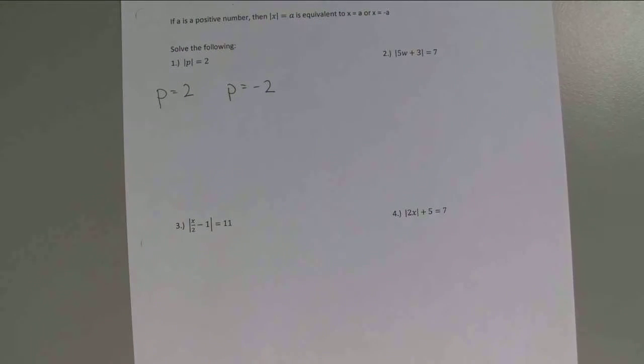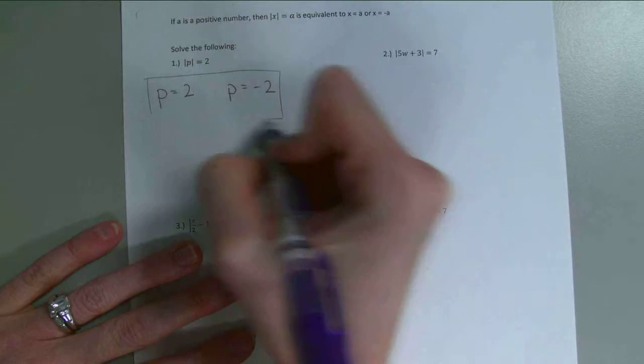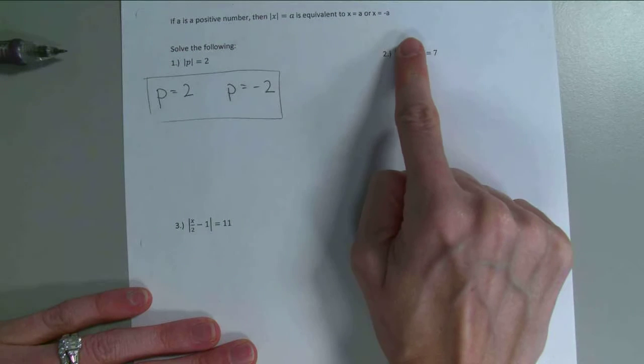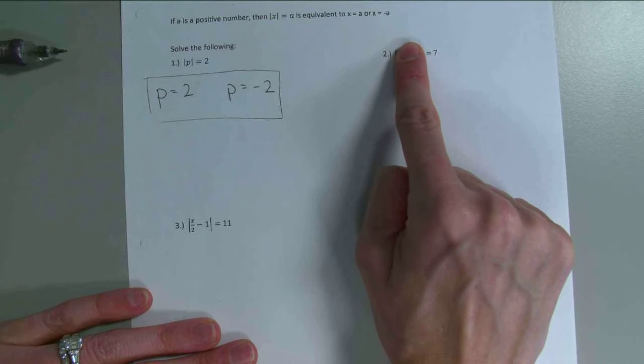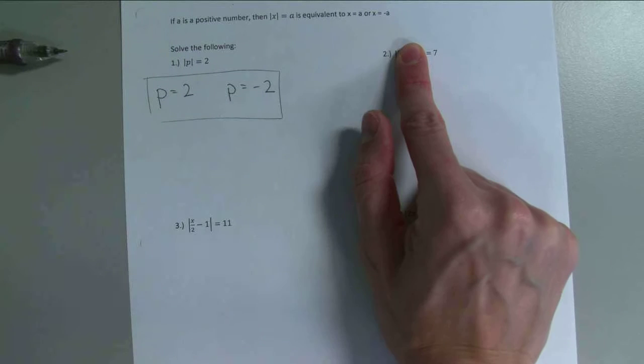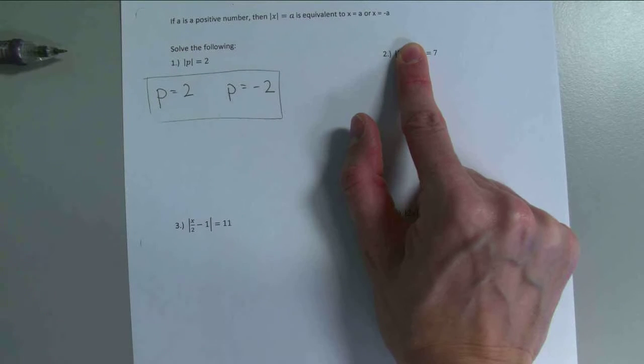Since the only thing inside the absolute value bars was just the variable P, there's no solving, right? If we put in 2, what's the absolute value of 2? 2. If we put in negative 2, what's the absolute value of negative 2? 2, right? So we solved both of those. Now it's going to be the same idea, but there's a little bit of solving. What is in these bars that will pop out of an absolute value of 7? 7 or negative 7, right? The inside could be either positive 7 or negative 7. So let's see what variable gives us that.